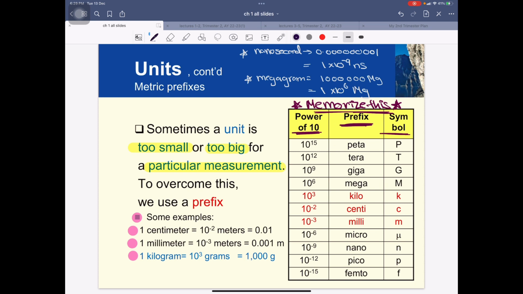Here we come to the units. Honestly, units are something really nice. I love units. We just need to understand them and memorize them, and everything is going to be so good. So sometimes a unit is too small or too big for a particular measurement. So when I have something too small or too big, what do I do? The simplest thing ever: a prefix. What does prefix mean? It comes at the beginning, before the base word. So it will be prefix plus base word.